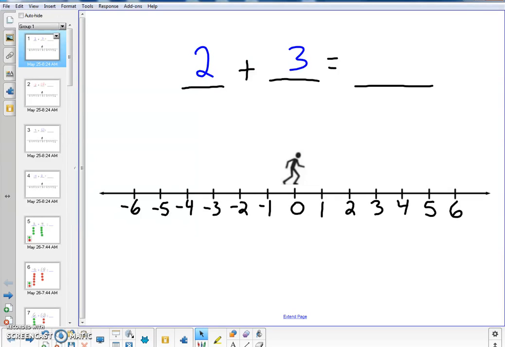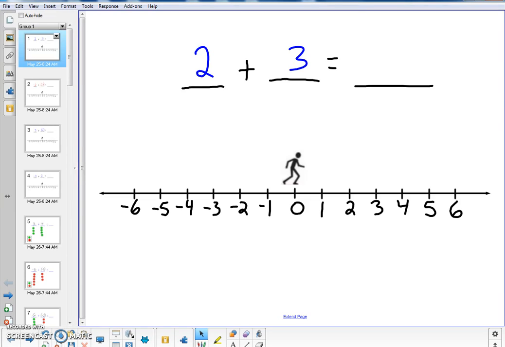Alright, so the past couple days we have been learning about integers, positive and negative whole numbers, along with zero. We've learned about absolute value. We've learned about opposites, everything regarding whole numbers and the number line. Now we're going to add integers.